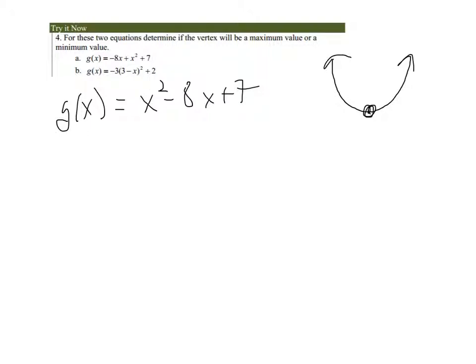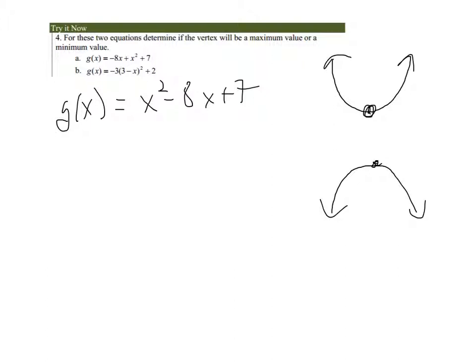For this next one, even though it's not expanded all out, I can see that the a term is negative, which tells me that parabola is going to open down, which tells me the vertex is going to be a maximum. So that's how you can do a lot of work without even doing any work. Now let's suppose I need to find the vertex.